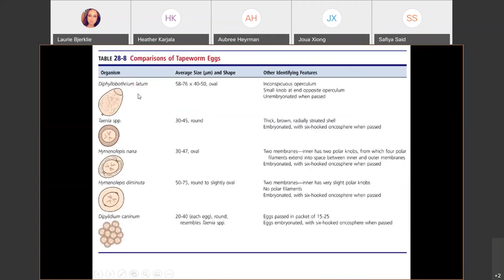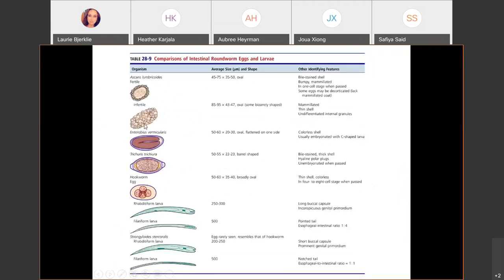Tapeworms, so you've got your Diphyllobothrium latum, Taenia, Hymenolepis, and Dipylidium caninum. And then your worms. Roundworm is Ascaris. Then you have Enterobius vermicularis, which is your pinworm. Trichuris trichiura, which is your whipworm. And then you have the hookworm egg. Again, there are two types of hookworms, but they look identical, so they just say hookworm. And then Strongyloides stercoralis is on the slide as well. So you've got some nice comparisons there.